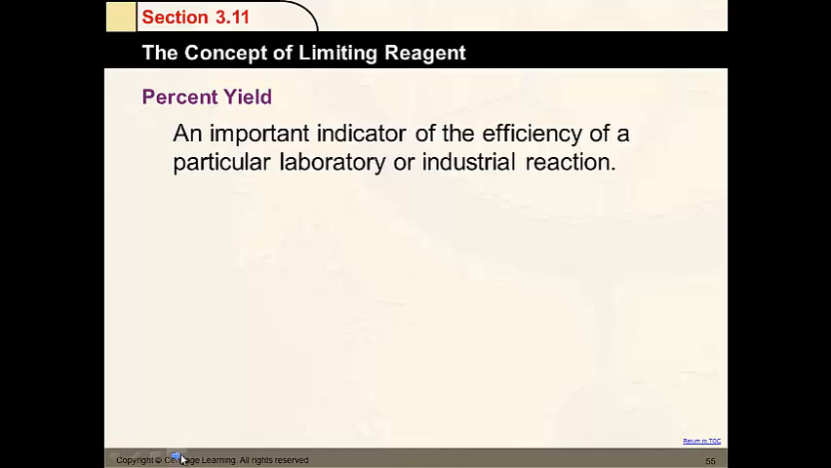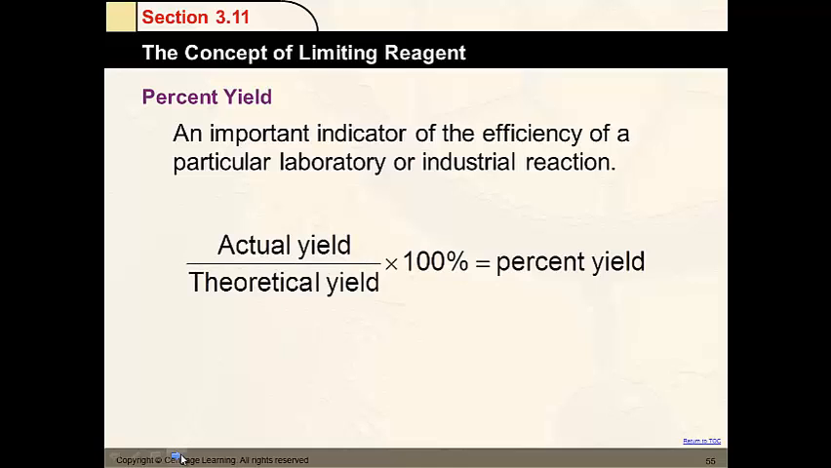Next, we're going to talk about percent yield. Percent yield is a way for us to indicate how successful a reaction was or how efficient it was, especially in industry or in a laboratory setting. And there is a formula to calculate this. It's the actual yield over the theoretical yield. Of course, any percentage, you take times 100, and that is percent yield.